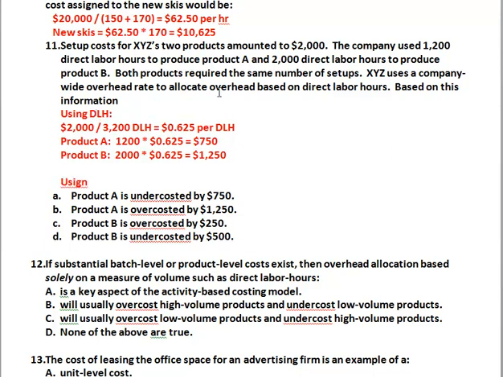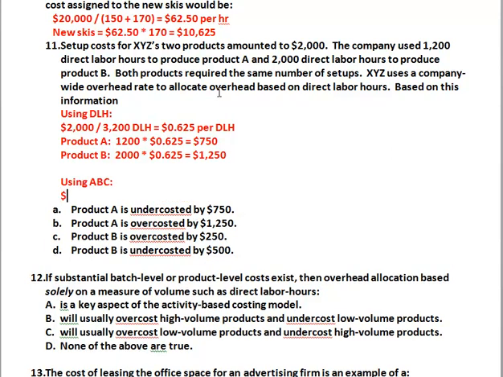But if we use ABC, then the total overhead cost of $2,000 of batch should be split 50-50, because it tells you that setup cost is $2,000. Remember that setup cost comes from running the batches. So number of batches and setup cost go together. If the total setup cost is $2,000, and both require the same number of setups, then the overhead should be split 50-50. So you should give $1,000 to A and $1,000 to B. They should each receive $1,000.